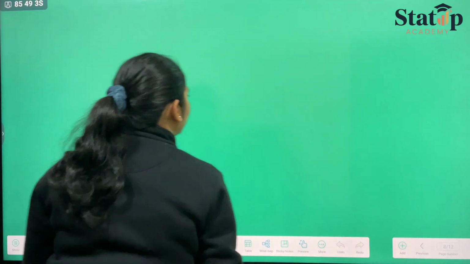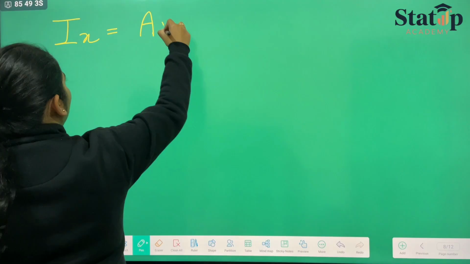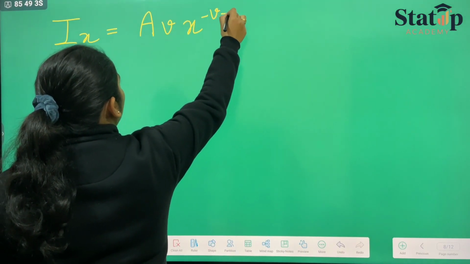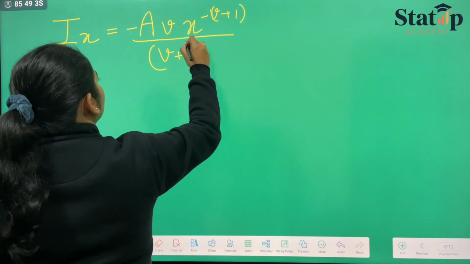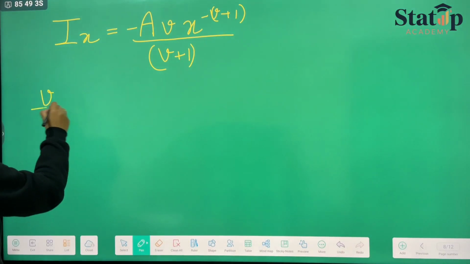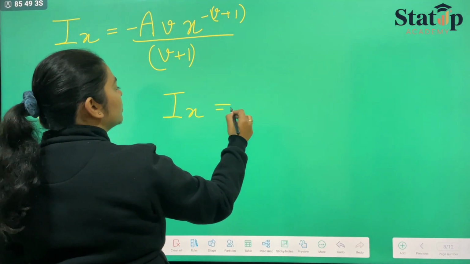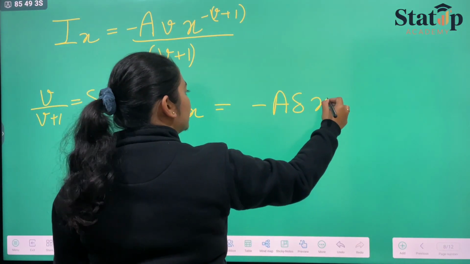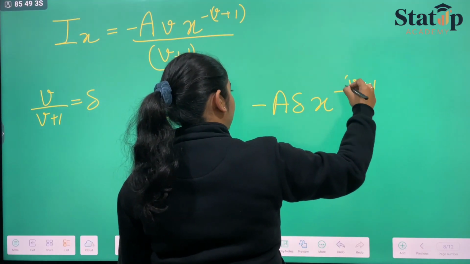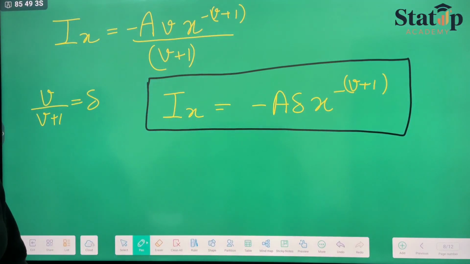And from this we will be getting our Ix equal to a v x raised to the power minus v plus 1 upon minus v plus 1. If we take v upon v plus 1 as delta, then our Ix will be minus a delta x raised to the power minus v plus 1. This is the value of our Ix, which is the people having income greater than or equal to x.